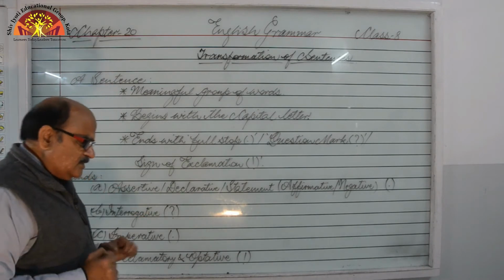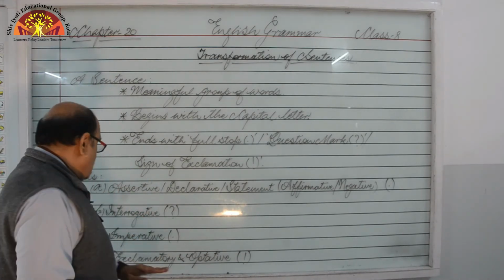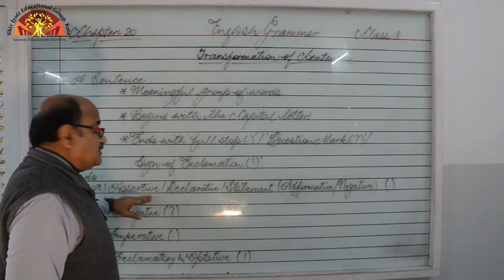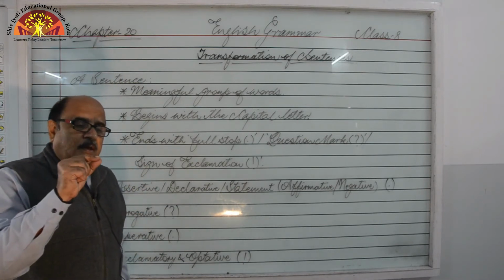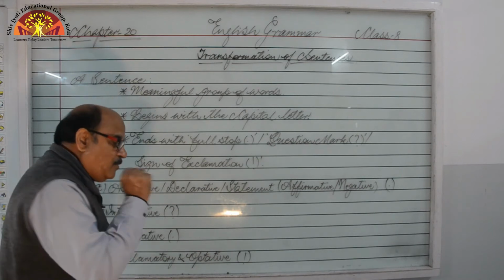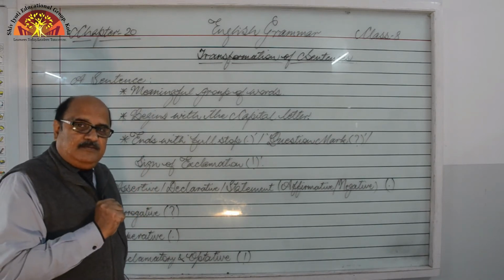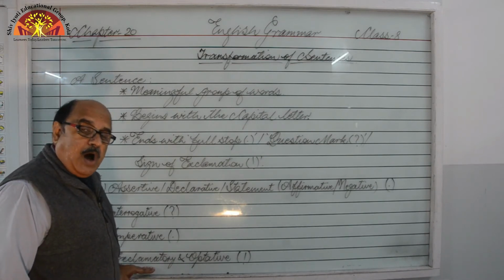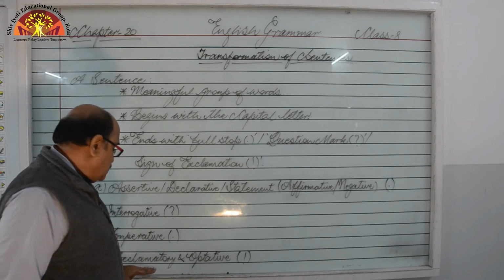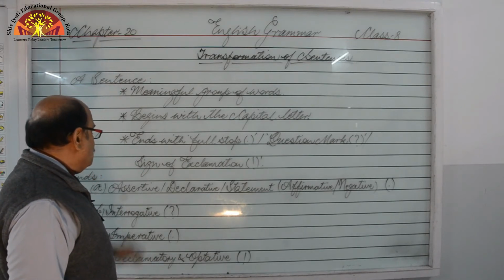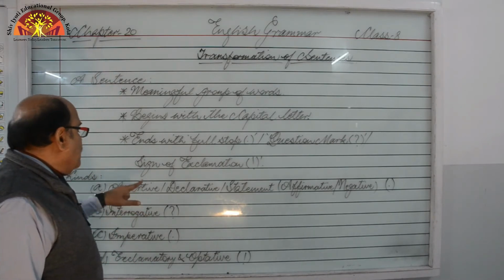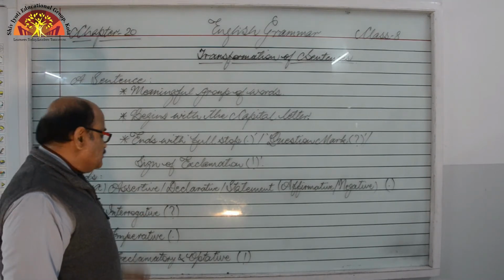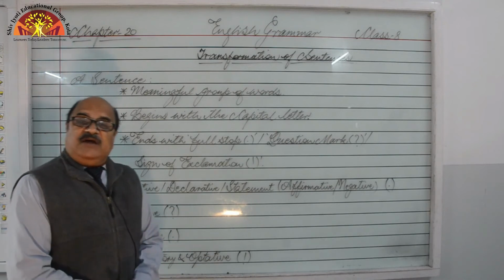So students, some things are to be noted. Whenever we are going to convert an exclamatory sentence into assertive, generally we have to add one more word, and that is very. Suppose I say, how coward you are. This is exclamatory. Now we have been told to change into assertive. So we will say, you are very coward. Right? So in this way, this is known as transformation.